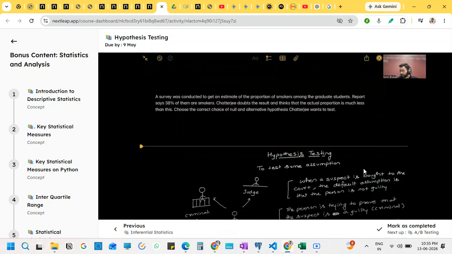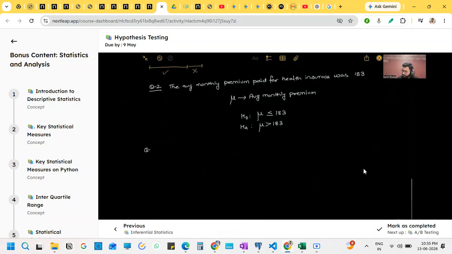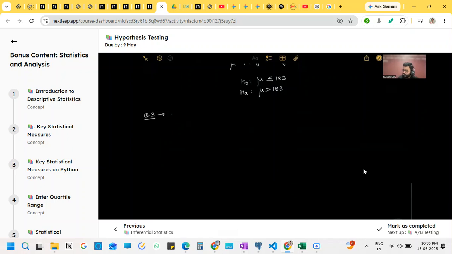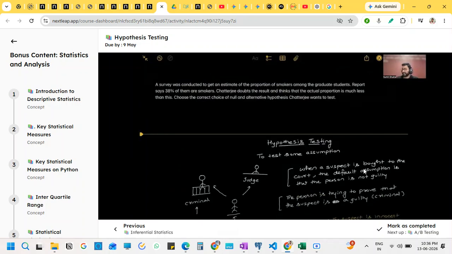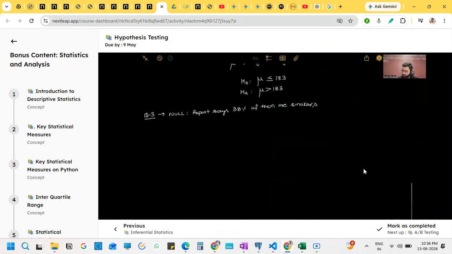Let's focus on the third question. A survey was conducted to get an estimate of proportion among the graduate students. The report says 38% of them are smokers. Since the report is saying that 38% are smokers, this is my ultimate truth. So the null is the report says 38% of them are smokers, while Chatterjee doubts the result and thinks that the actual proportion is much less than this.